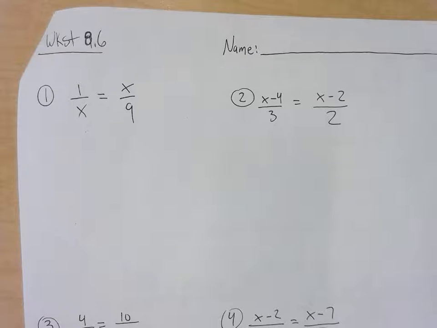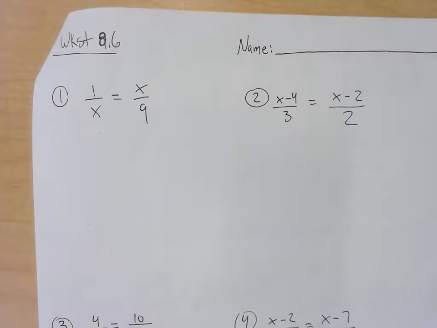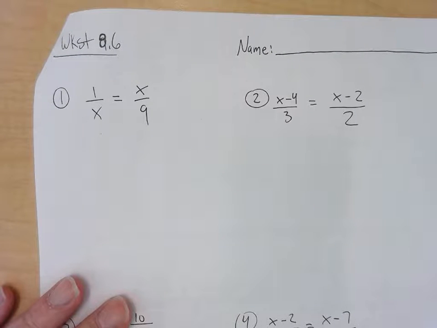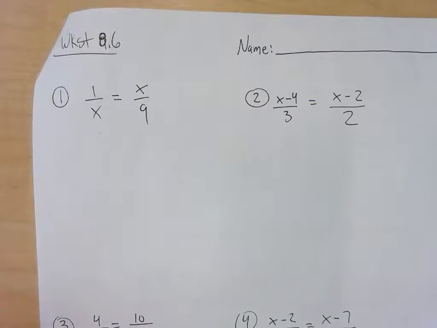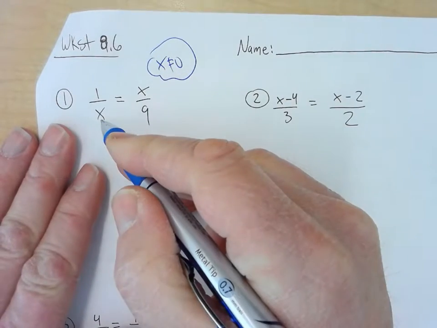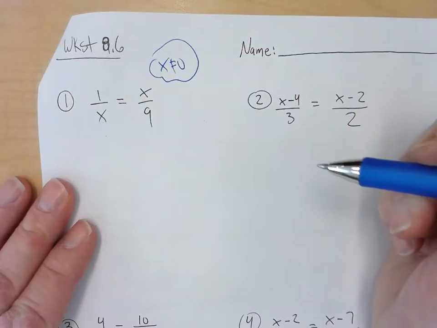All right, this is worksheet 8.6, and we are solving equations here. We have to make a puffy cloud to talk about what things x cannot be. So for the first one here, x cannot be 0, because if you put 0 there, that would be bad, because you'd be dividing by 0.